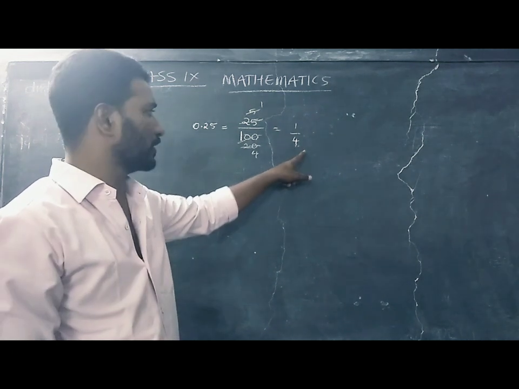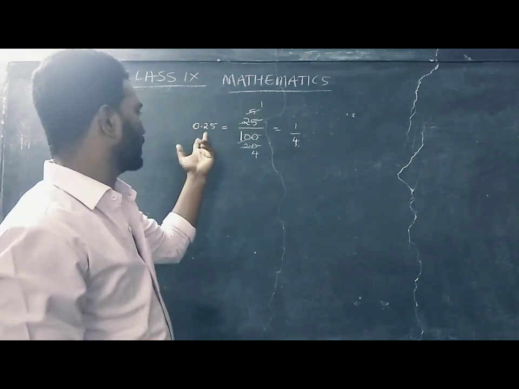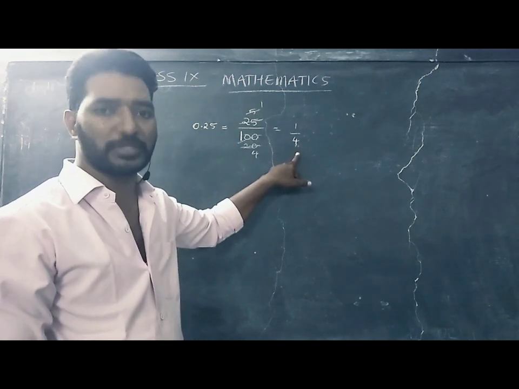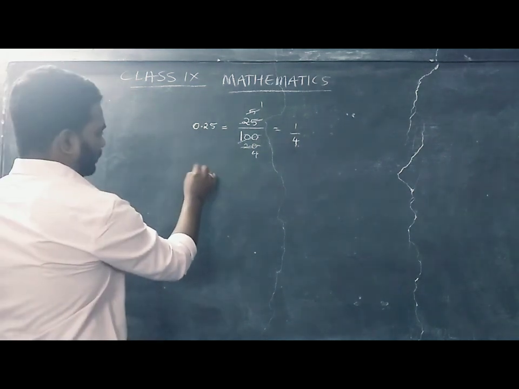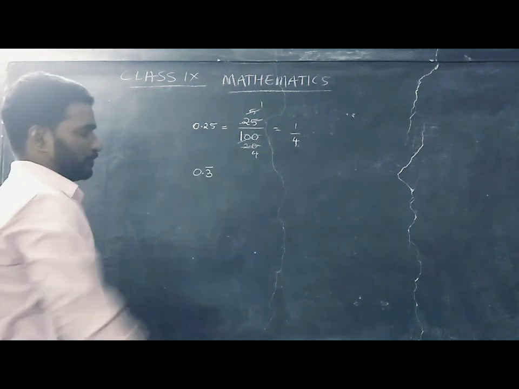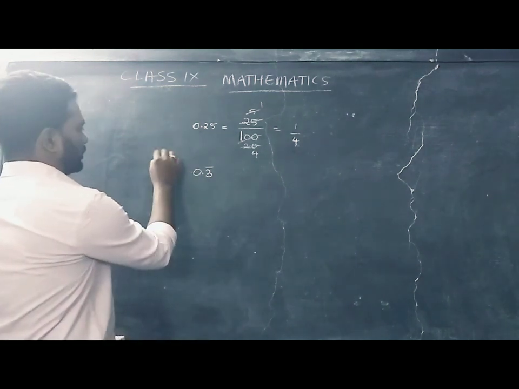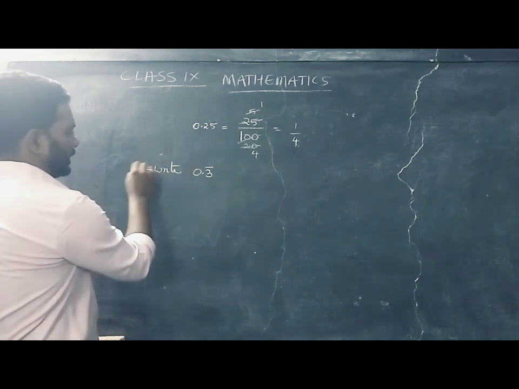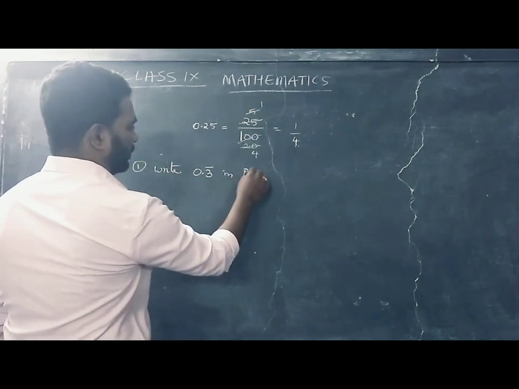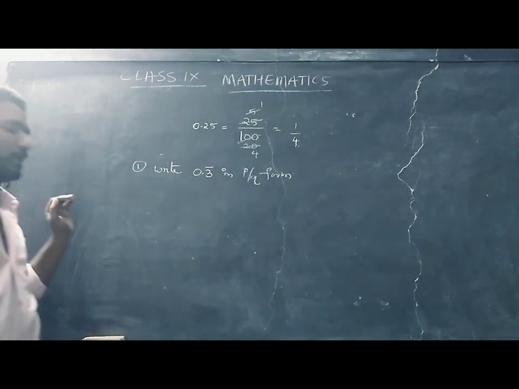Before, we completed 1 by 4 can be written in the form of decimals, 0.25. Decimals also can be written in the form of rational numbers. So 1 by 4. Suppose I am going for the next problem, 0.3 bar. What to do about 0.3 bar? Write 0.3 bar in p by q form.